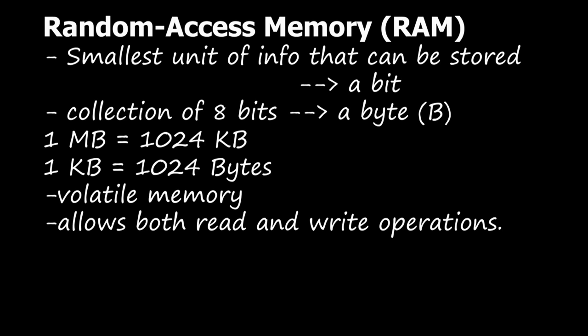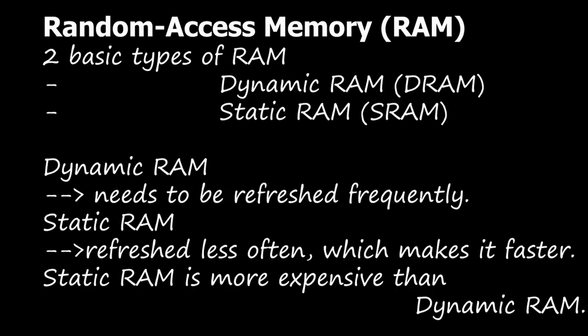Next we'll see the types of RAM. Basically, we have two types: DRAM and SRAM. D means dynamic RAM, and S means static RAM. Dynamic RAM is a common type of RAM which we need to refresh frequently. If you are using dynamic RAM, you have to keep refreshing it frequently.